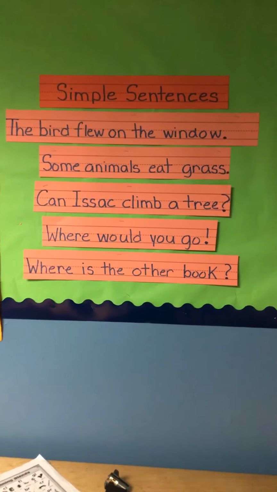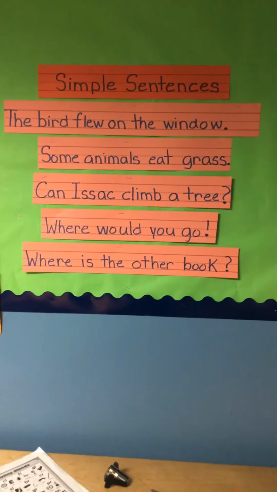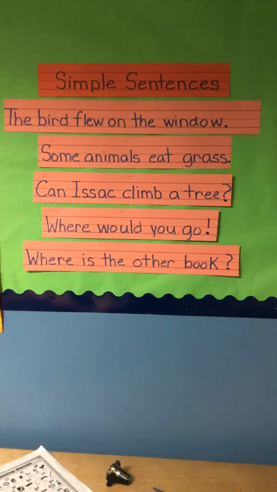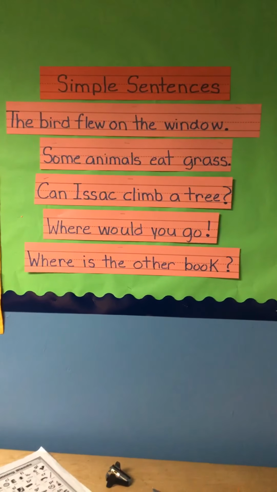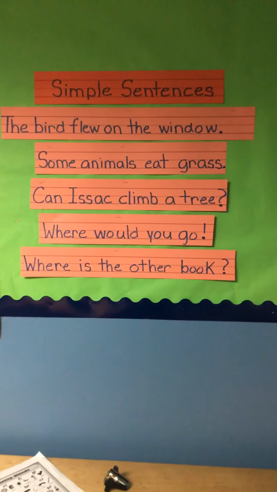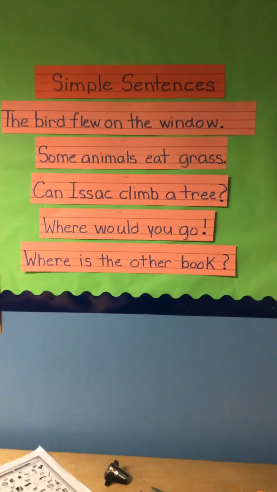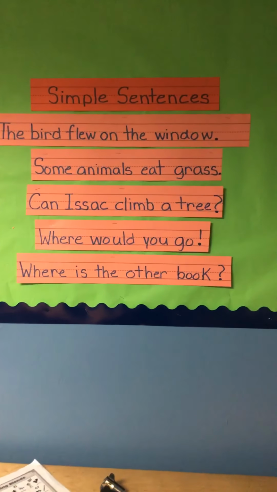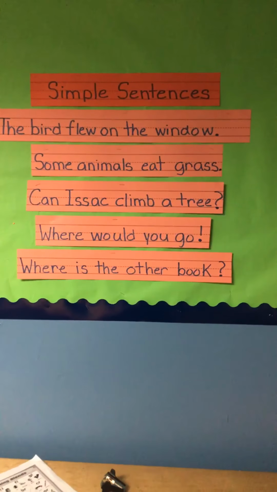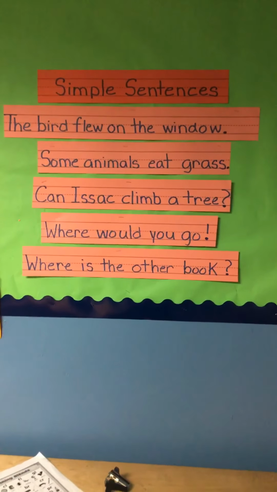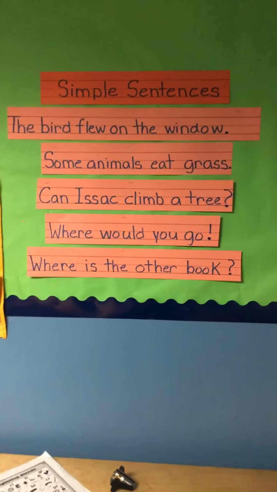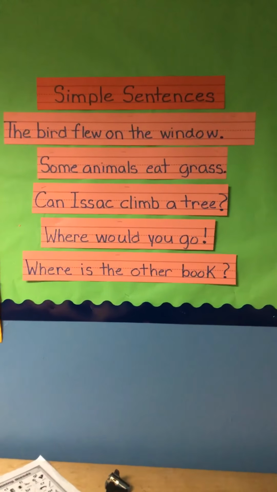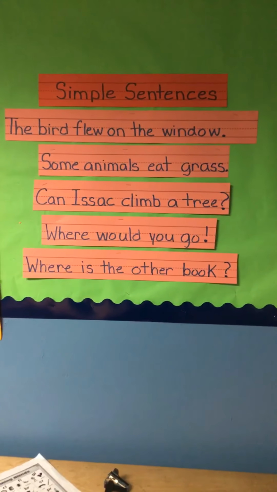Where would you go? Look at my punctuation now. My capital letter is a capital W. And my punctuation is an exclamation mark. Where would you go? And let's look at the last one. Where is the other book? Okay, so we're looking again at my capital letter and my punctuation, which is important for when you're writing sentences.